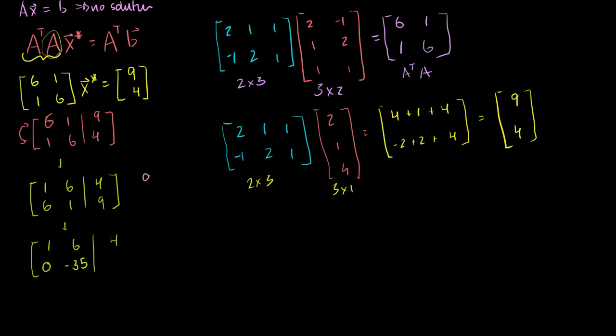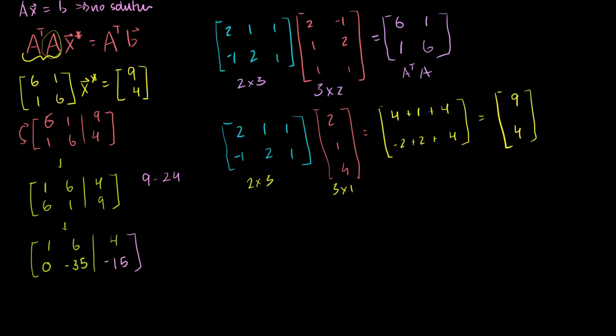This one always gets me in trouble. So 9 minus 24, that's the negative of 24 minus 9. So that is minus 15. Let me make sure I didn't make a careless mistake. 1 minus 36 is minus 35. 9 minus 24 is minus 15. So that's what I get right there.